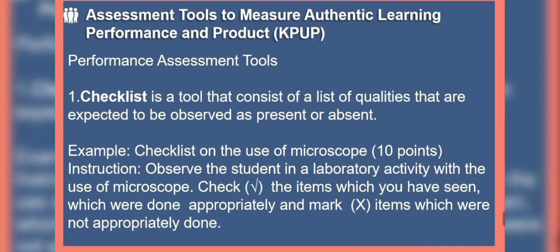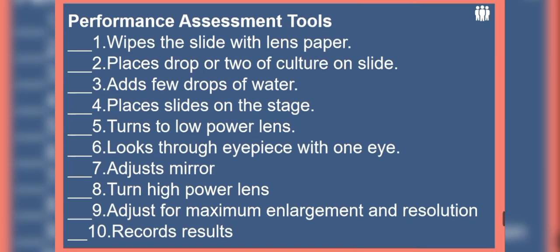In the items, you check the items which you have seen or which were done appropriately. The second instruction is to mark X the items which were not appropriately done. So in this example, you will mark a check or an X.